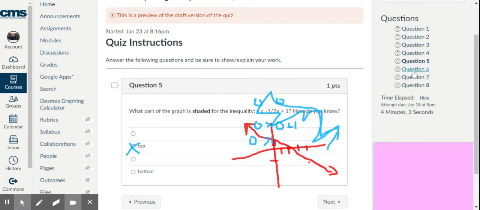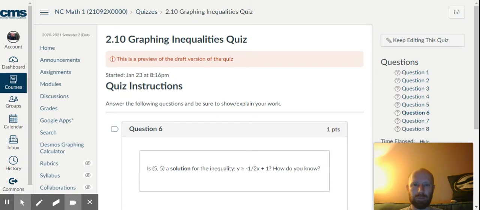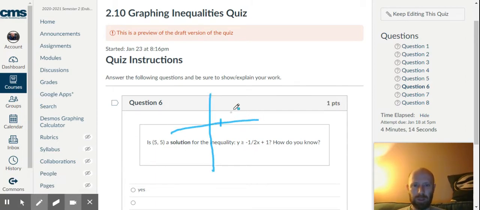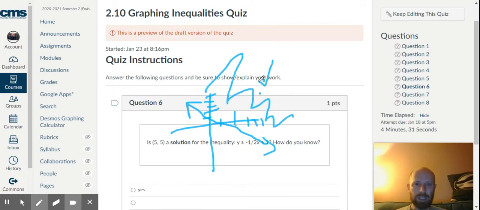Question 6. Is 5, 5 a solution? So again, when we go and graph, 5, 5 would be 1, 2, 3, 4, 5 over, and 1, 2, 3, 4, 5 up. That would be up here. Remember, our last line started here and went here, and we said we shaded in this area. So yes, that one is in the shaded area, so it works. The answer would be yes.